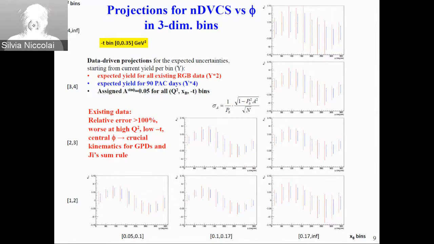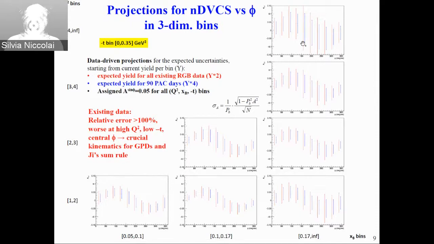We use the experimental yield that we get right now with this data for each four-dimensional bin, because we have phi and Q square, T and x. Each page here is a different bin in T. So we took this yield, and the red bars represent what we will get analyzing all the existing data that we have right now in RGB, and the blue bars what we expect if we get the 90 PAC days that we were approved for. We have assumed here a constant 5% sin phi amplitude for the asymmetry and used this formula for the calculation of the error bars. So as you see, with the data that we have right now, we have a relative error that exceeds 100% in most of the kinematics.